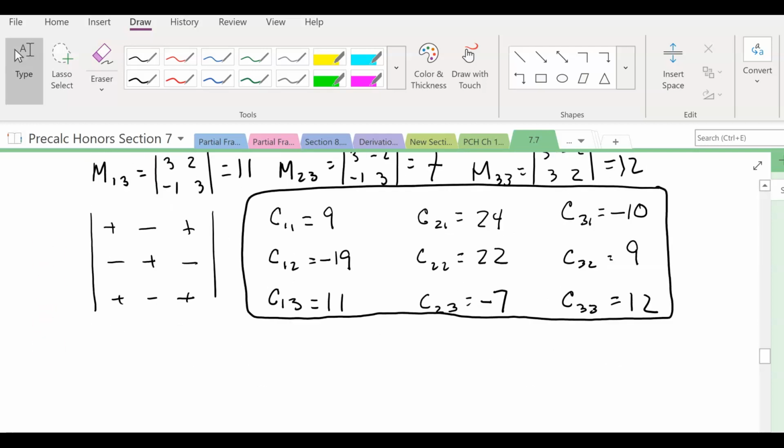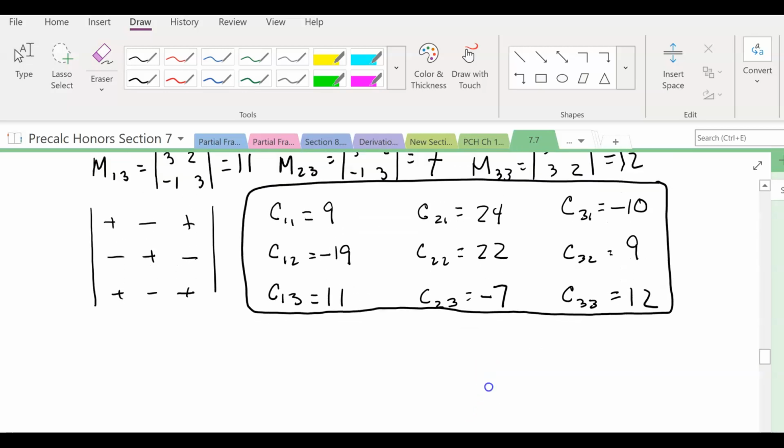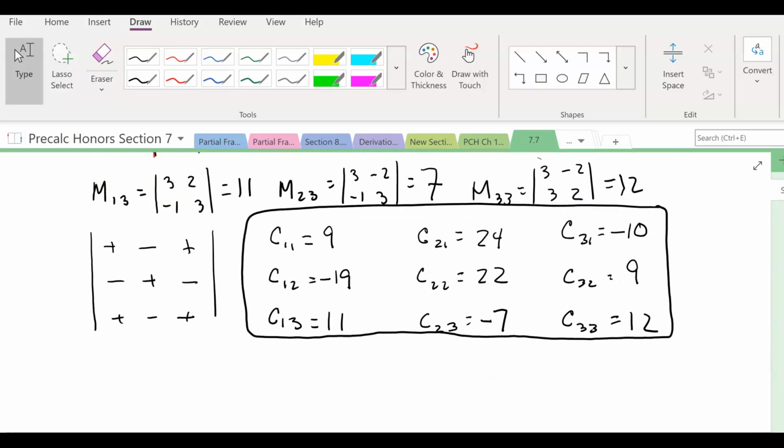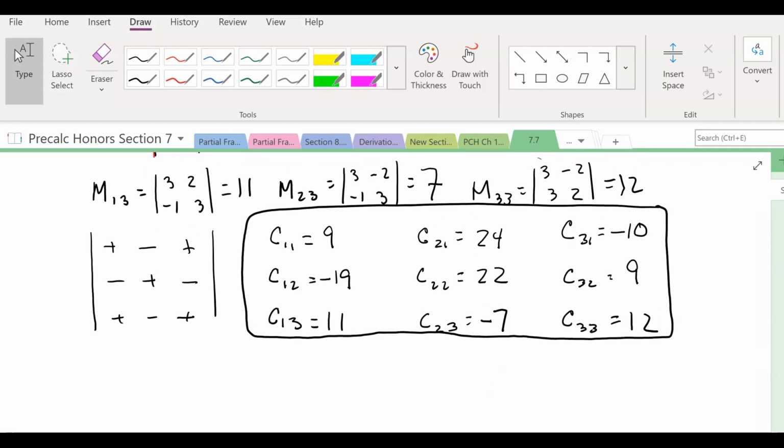All right, so we'll end this video here, and then in the next video we'll take a look at how we're going to use cofactors to actually calculate the determinant of a 3 by 3 square matrix. And again, 3 by 3 is probably the largest I would ever ask you to calculate by hand. Otherwise I'd have you use a calculator. If you have any questions, make sure you get those answered, and we'll see you in the next video.